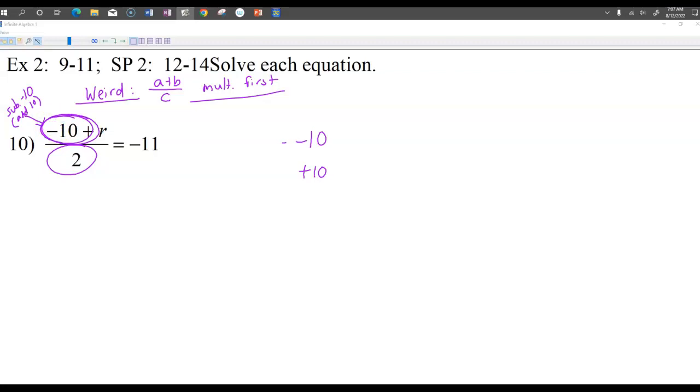Okay? So we're going to add 10, and then we're also going to, what's the 2 doing to the r? It's dividing it because it's in the bottom. So we would multiply by 2. Now, once again, this is a weird one. So we're going to do the multiplication first on this problem.